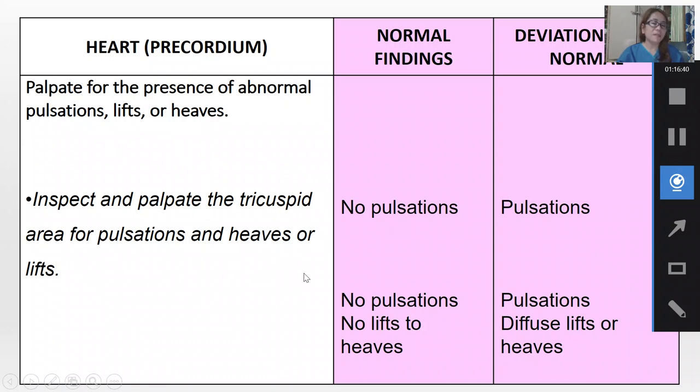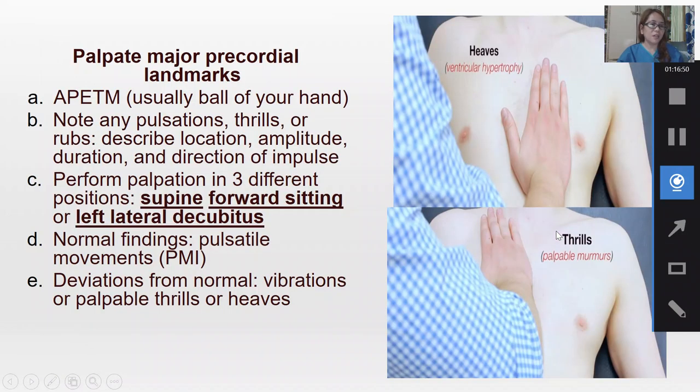Inspect and palpate the tricuspid area for pulsation and heaves or leaves. Okay, there should be no pulsations or leaves or heaves. Kapag meron, again, abnormal na yun. So, ito yung mga sinasabi ko sa iyo kung nasaan yung mga area na yun.